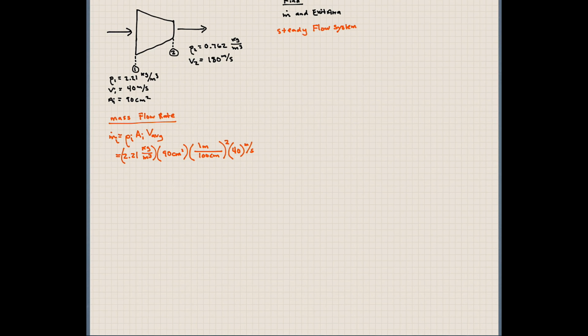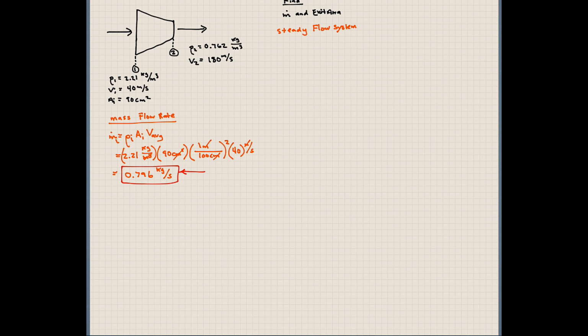So let's look at the units here. So we have meters cubed here, that cancels out with this. The centimeters cancel out. And we're left with kilograms per second. And if we carry this calculation out, we'll get a value of 0.796 kilograms per second. Okay, so here's our answer. That's what the mass flow rate is through this nozzle.